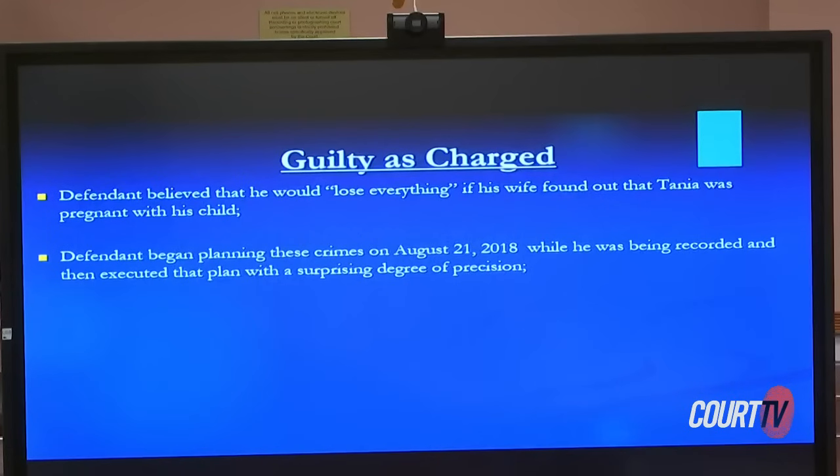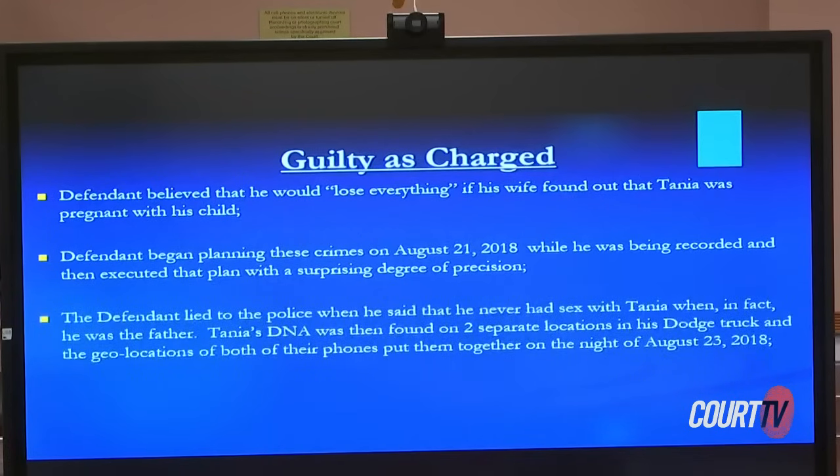Ladies and gentlemen, this defendant is guilty as charged. There is no question that he is the man who is responsible for the death of Tania and Josiah. We have him saying that he believed that he would lose everything if his wife found out that Tania was pregnant with his child. He began planning these crimes several days in advance while he was being recorded in a truck, and then executed that plan with a degree of precision that, quite frankly, is surprising. He was able to carry this plan out and had success for several days.